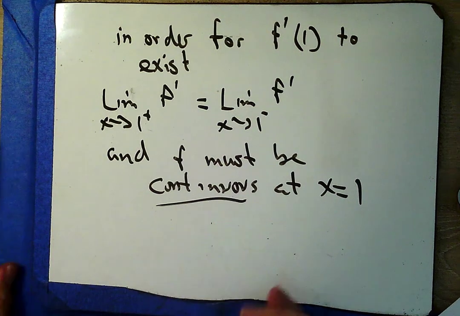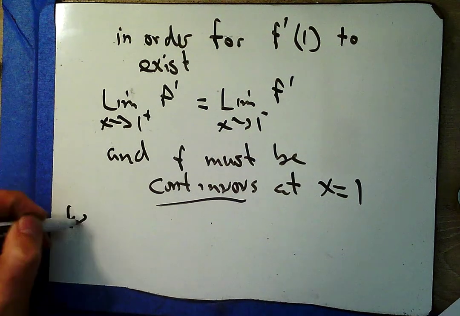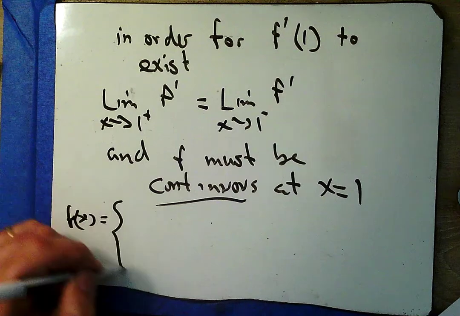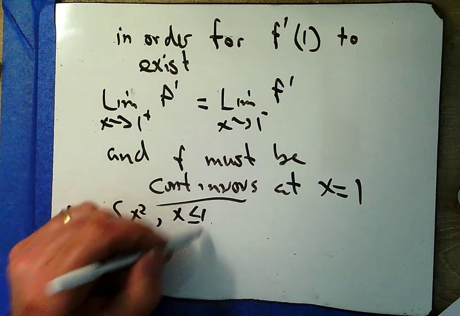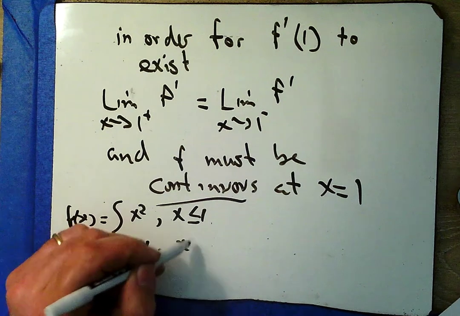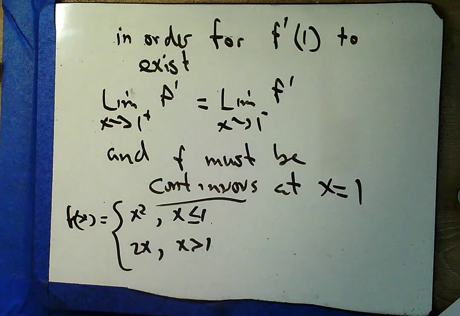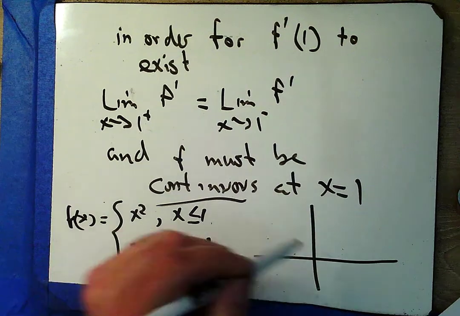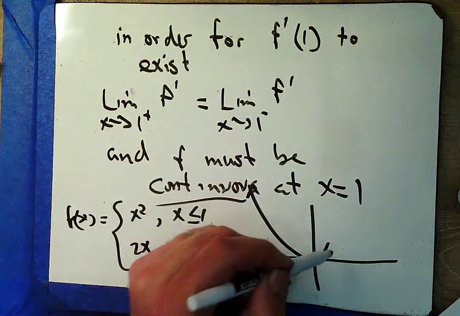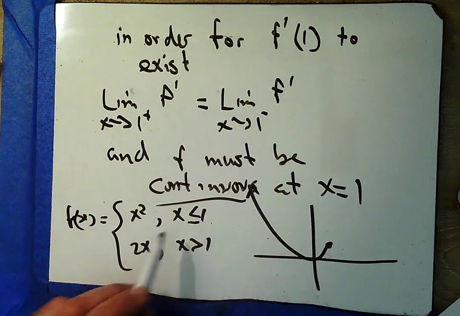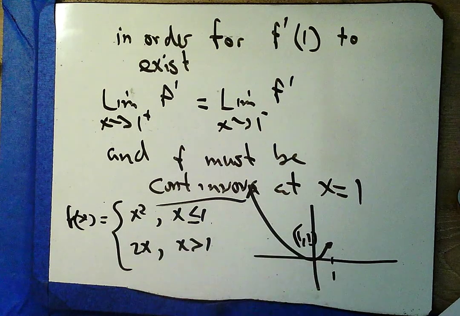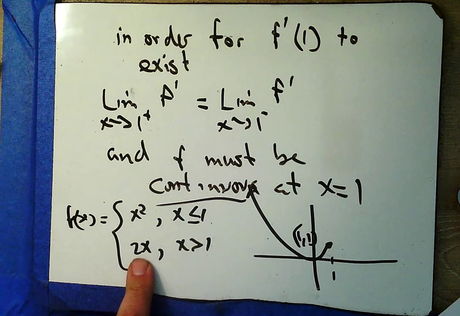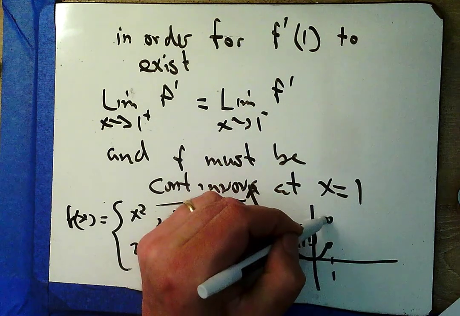Okay, and let's think about what we're looking at. Remember our f of x? Our f of x was defined as x squared for x less than or equal to 1, and 2x for x greater than 1. So let's take a look at the graph. What's that ordered pair? Plug in a 1, I get 1, 1. Now, this is the line y equals 2x. If I plug a 1 in here, 1 times 2 is 2.